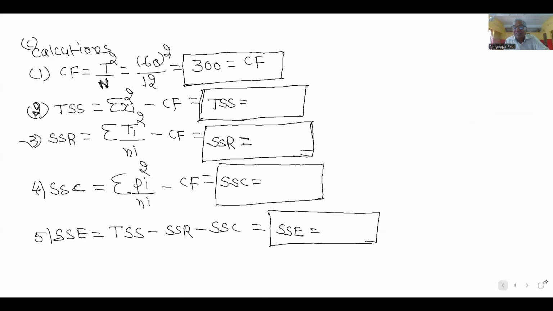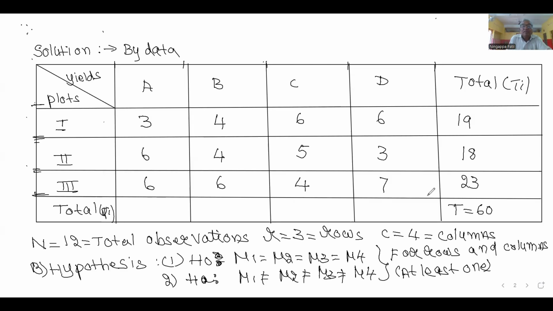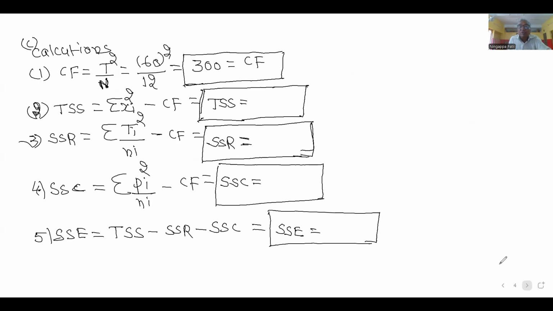Next, calculations, my dear students. Look here. CF equal to T square upon N. T square, 60 square divided by 12, you can calculate: 300. This is a very important result. Box it. And now you simply write the TSS formula.